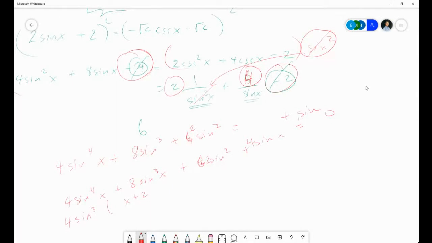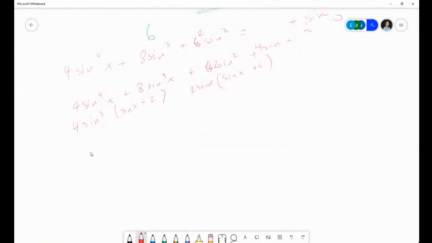Did I miss something? I think that's it because I can copy this sine x over plus 2 and I can factor out 2 sine x. Yeah, I think that works now. All right, so we have sine x plus 2 times 4 sine cube plus 2 sine x.